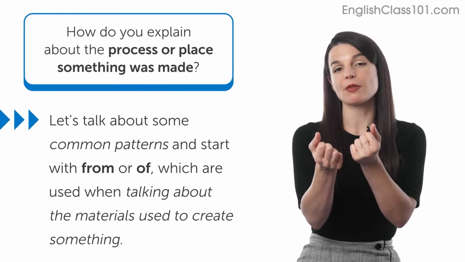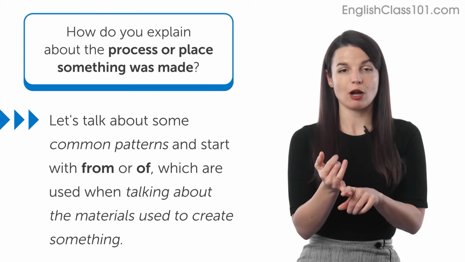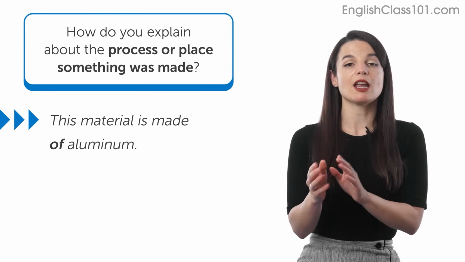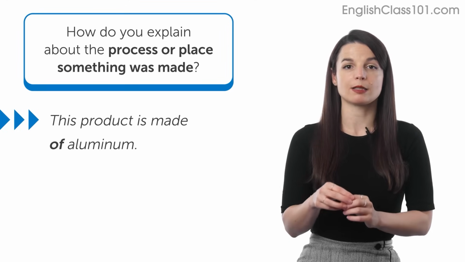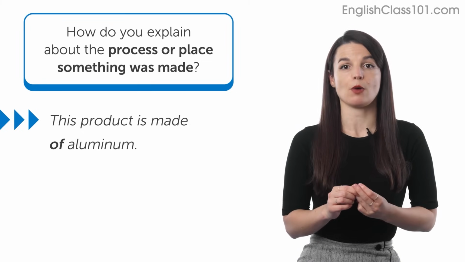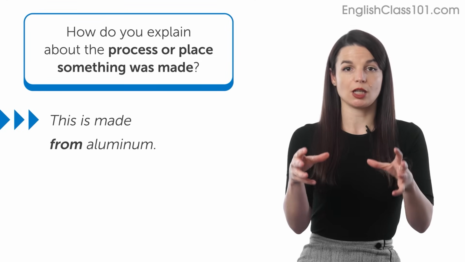When you want to talk about the material something is made from, we usually use from or of to do that. So for example, this material is made of aluminum, or this product is made of aluminum. We can also use from in exactly the same way. This is made from aluminum. So we can do this to talk about the material of something.